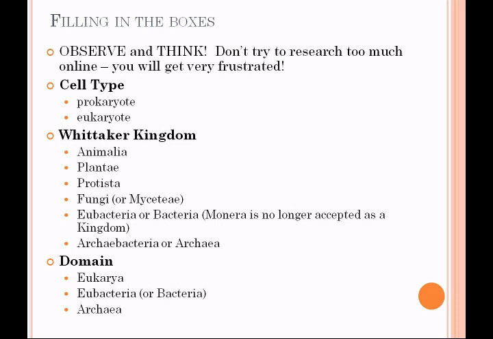The first column is going to be cell type. There are only 2 cell types, prokaryotes or eukaryotes. Bacteria and cyanobacteria are prokaryotes, and everything else is eukaryotic.